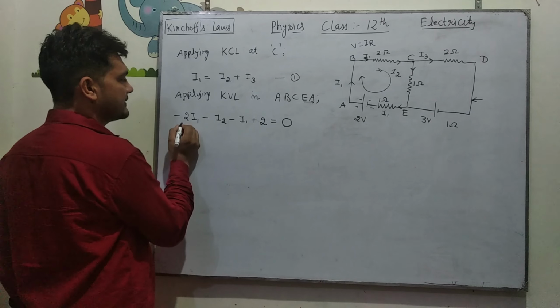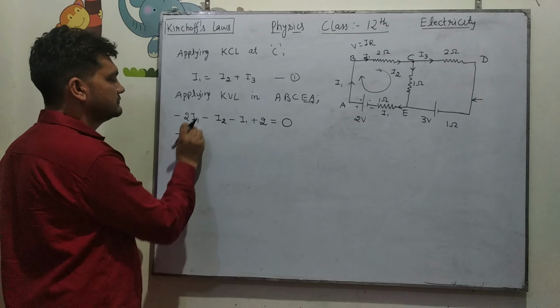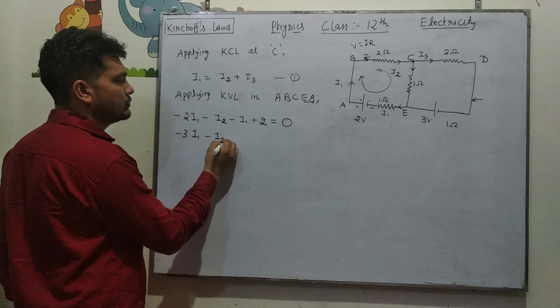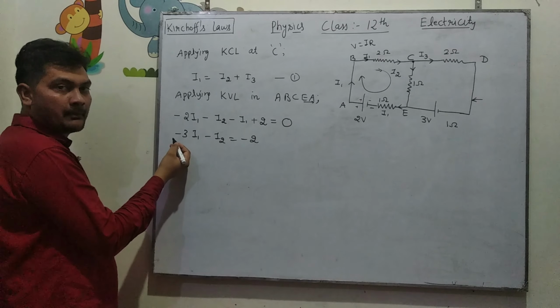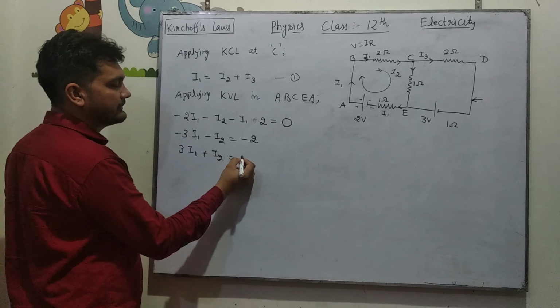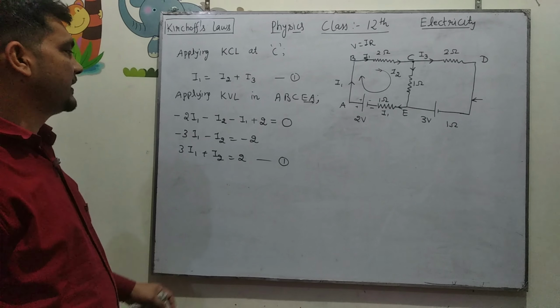You can simplify this. It is minus 3I1 minus I2 is equal to minus 2. If you simplify taking minus common, you get 3I1 plus I2 is equal to 2. Say this is number 1 equation. So this is equation number 1.